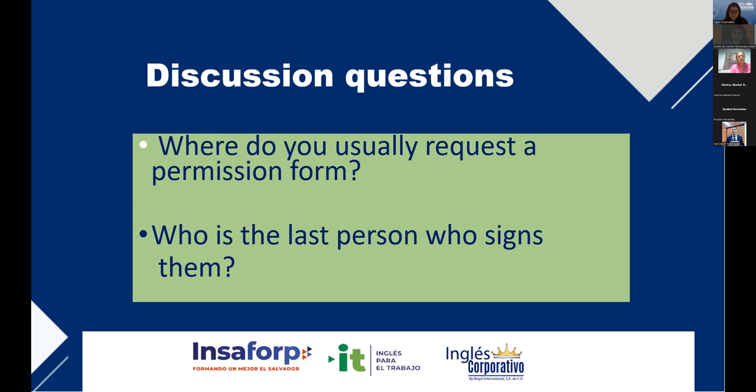Who is it? The boss. The boss. Okay. The supervisor. The supervisor of the area? Yes. Okay. No, the manager. Well, in my case, I have a boss, immediate boss, but other co-workers have another supervisor and a boss too. So, who signs, the supervisor or the other boss? Supervisor. Okay. Now, where do you usually request the form?